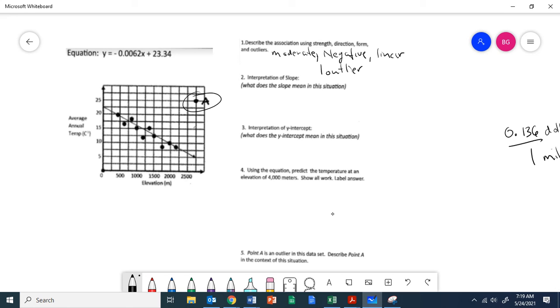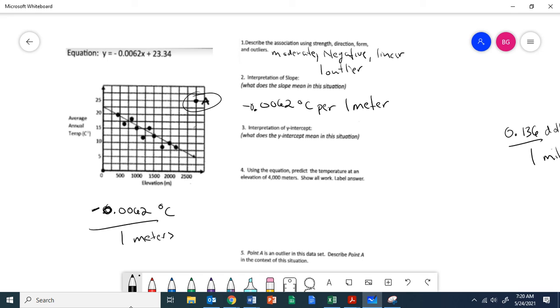All right, so for the interpretation of slope, I'm going to do it right below it here, so I have more room. I'm going to do the same thing. I'm going to put it over 1, as a fraction, change in y over change in x. So I have negative 0.0062 over 1, and remember, it's change in y, so our variable for change in y is degrees Celsius, over 1 of our x, which in this case is m, meters. So when I write this out, I'm going to say negative 0.0062 degrees Celsius per 1 meter. Remember, it's per 1 of the x.